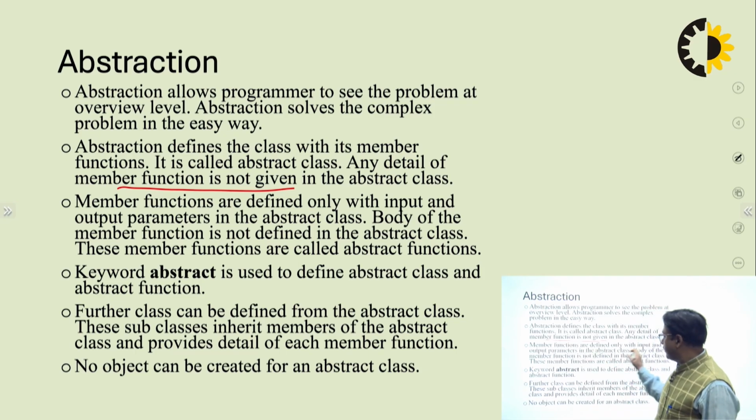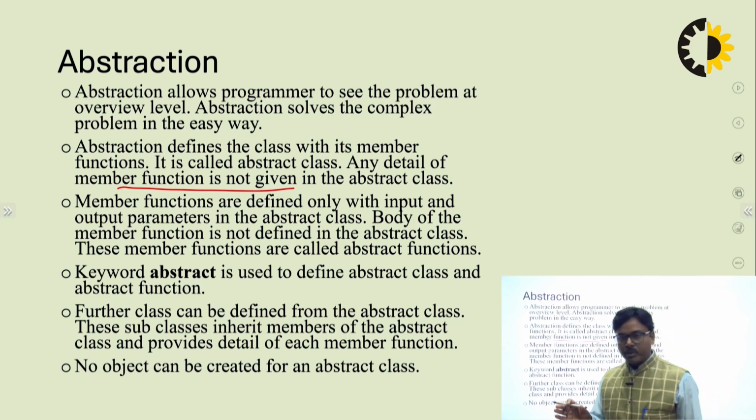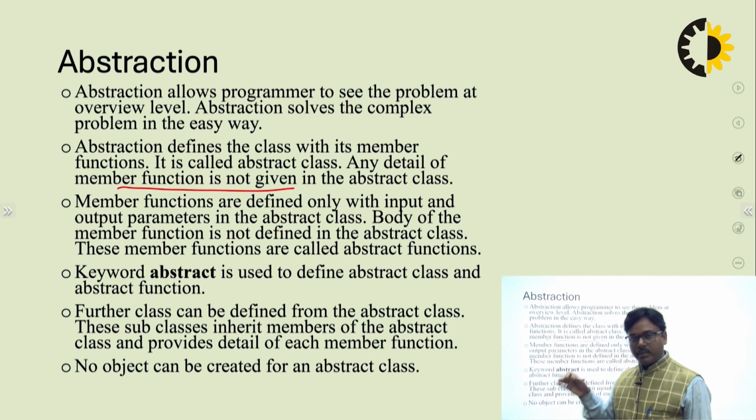Member functions are defined only with the input and output parameters. Input and output parameters are given in that particular method. That means the parameters, that is, the variables that have been declared or can be used in that method, will be defined there.